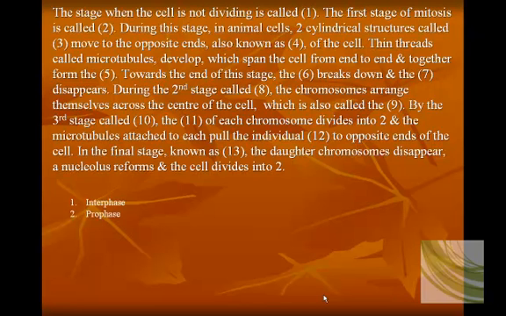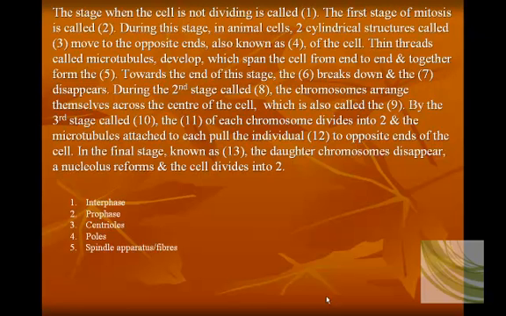During this stage, in animal cells, two cylindrical structures called the... You got the correct answer. The centrioles will move to the opposite ends, also known as the poles of the cell. Thin threads called microtubules develop, which span the cell from end to end and together form the... Very good. Spindle fibers.